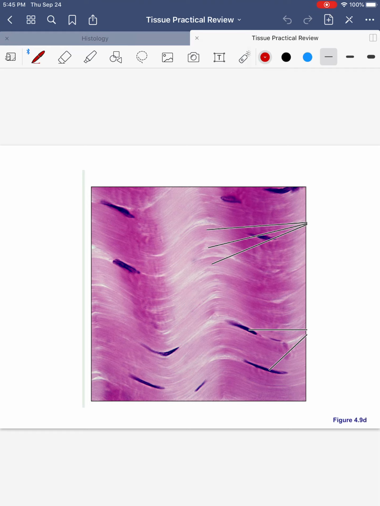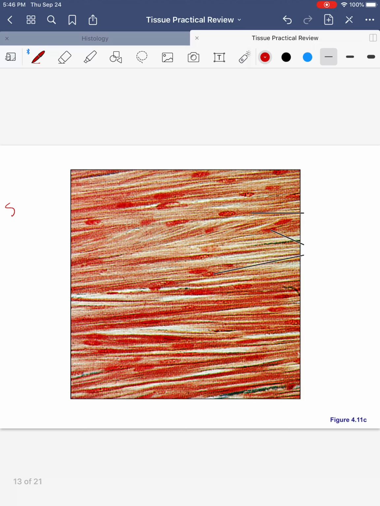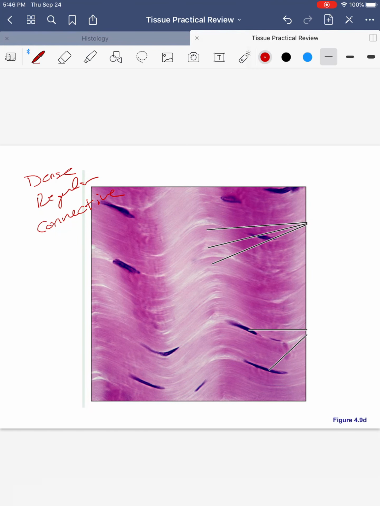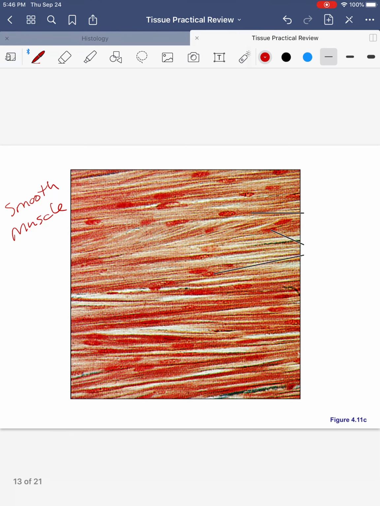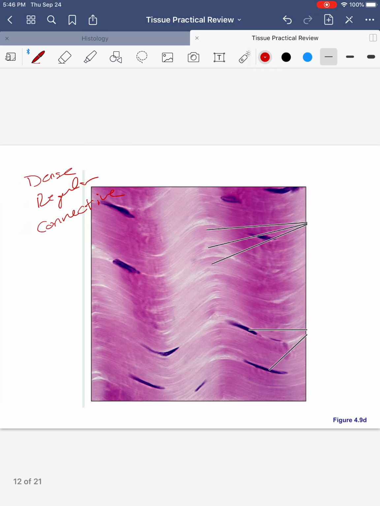So here we have dense regular connective tissue. Remember, it's thick collagen fibers. Even though they're wavy, they're parallel to each other. Then we have smooth muscle. And believe it or not, if we change the stain color and they were both pink, it can trick you a little bit. So I'm pointing out the ones that are missed most often. To compare them, smooth muscle is straight, whereas the dense regular connective tissue is wavy, okay?